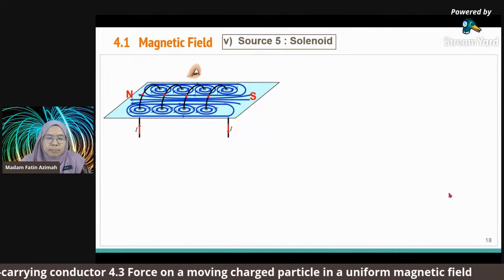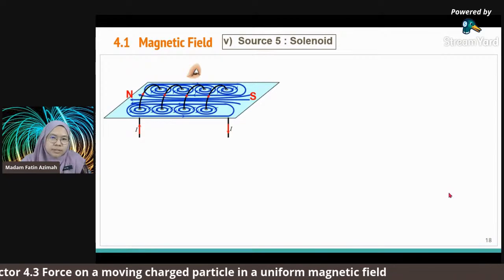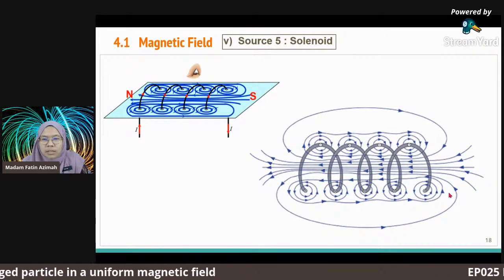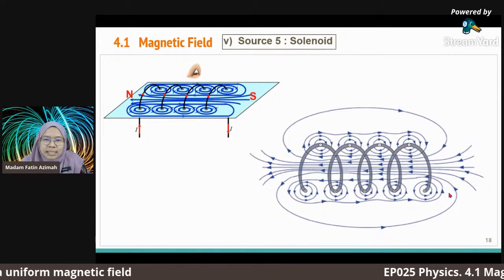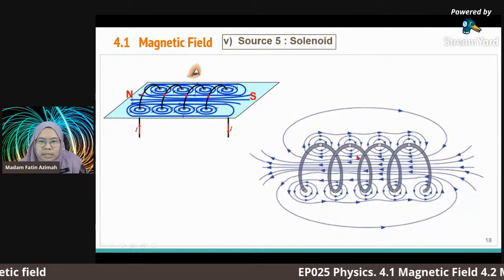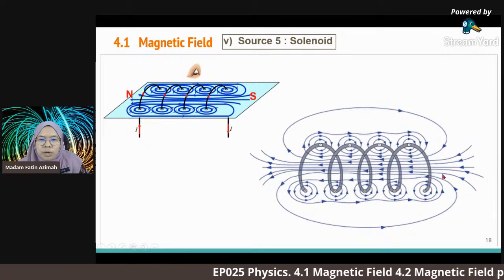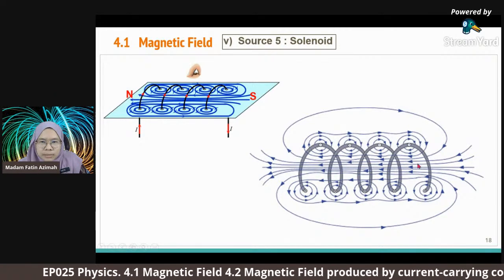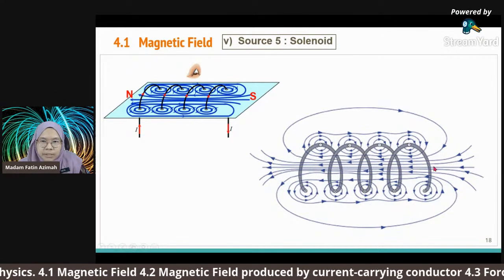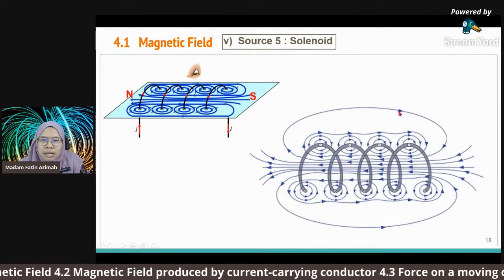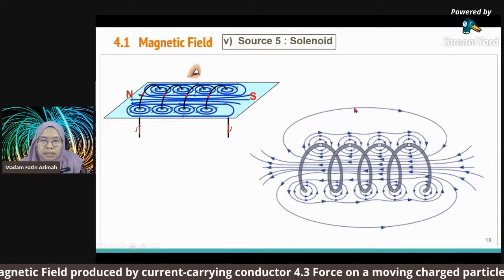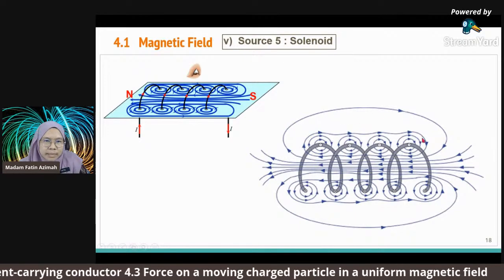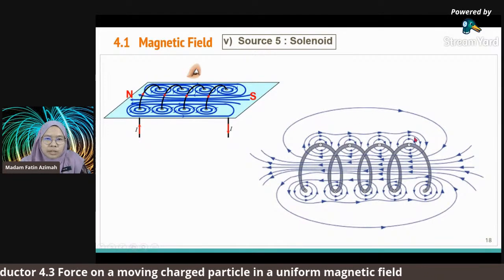Next is the pattern for the solenoid. Here we can see the magnetic field is concentrated at the center of the long solenoid. Still remember, the more lines there are, the stronger the magnetic field is in that region. The field outside is weaker because the lines are further apart and fewer in number. This is for the solenoid.